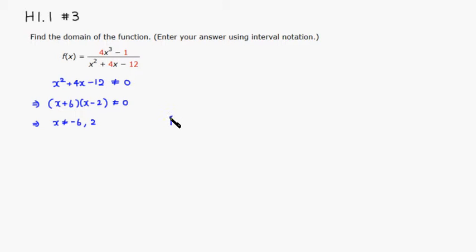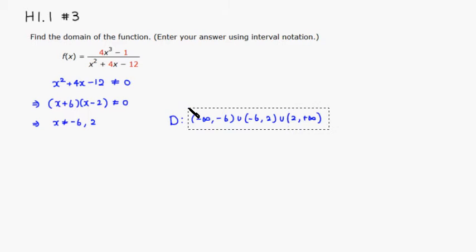So the domain in interval notation would be negative infinity all the way to negative 6, not including 6, skip 6, and then go all the way to 2, and skip 2, then go all the way to positive infinity. So this is the domain of the given rational function. So let's type it in.